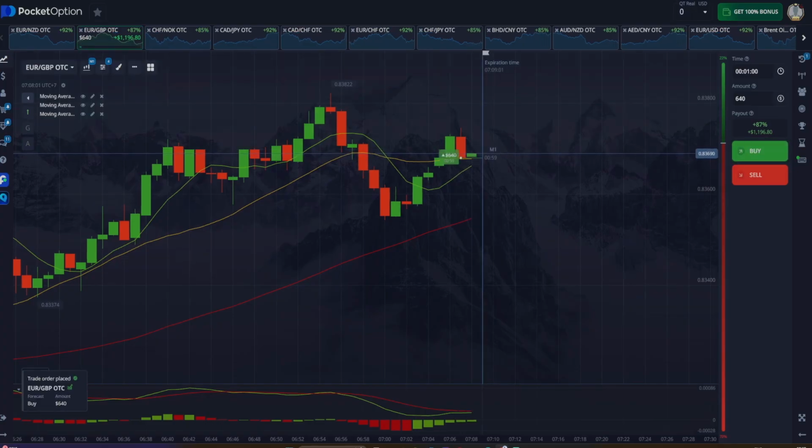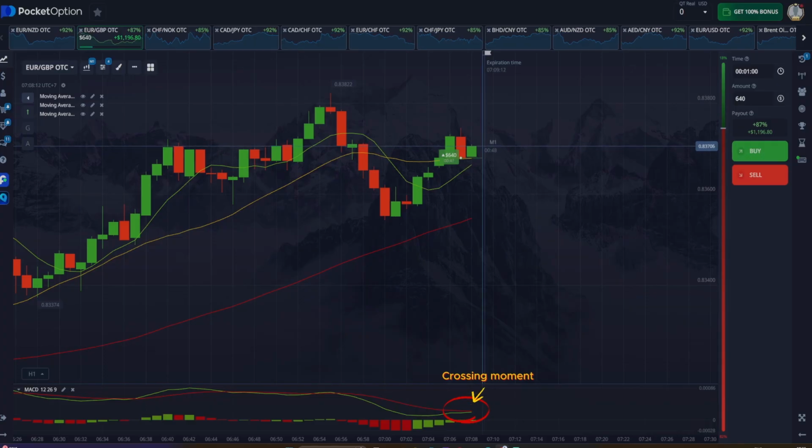I decided to enter a buy trade because on the MACD indicator we can clearly see a potential bullish crossover. The green line is approaching the red line from below, which is usually an early sign that bullish momentum is about to form. At this stage, buyers are starting to gain strength while sellers are losing control. A potential MACD crossover often serves as an early warning signal before the actual upward movement takes place. Now let's watch the result together.